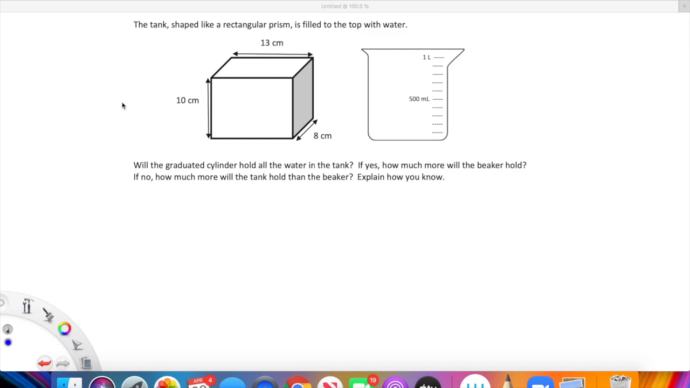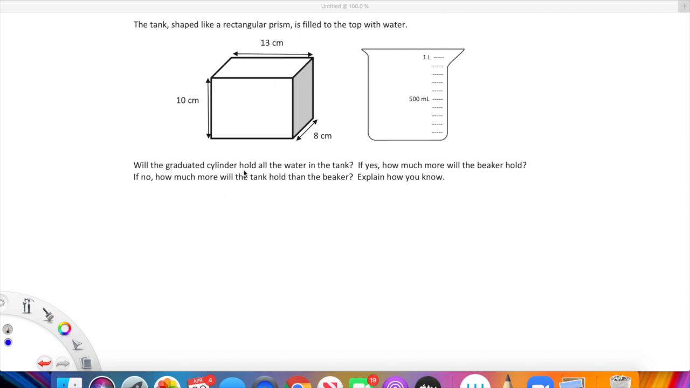Okay, my buddies, we're going to take a look at this problem, and this is actually the only problem I'm going to do for our video today, because your independent work is really an exploration of what I'm going to unpack here and what I sort of already unpacked in the introduction. Okay, so we are going to look at this prism as a tank. So it says the tank right here, shaped like a rectangular prism, is filled to the top with water. Okay, so let's just imagine that happening.